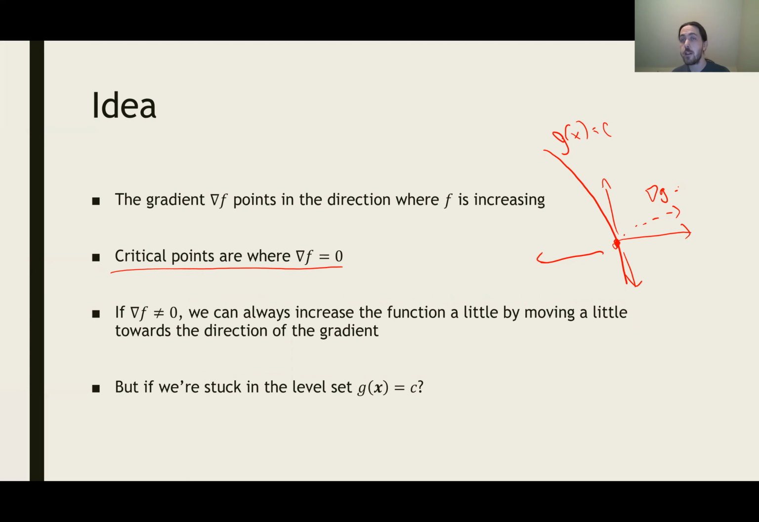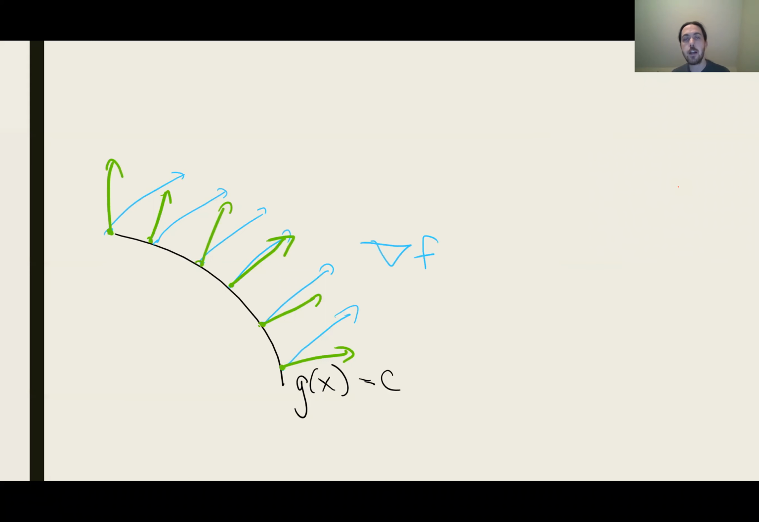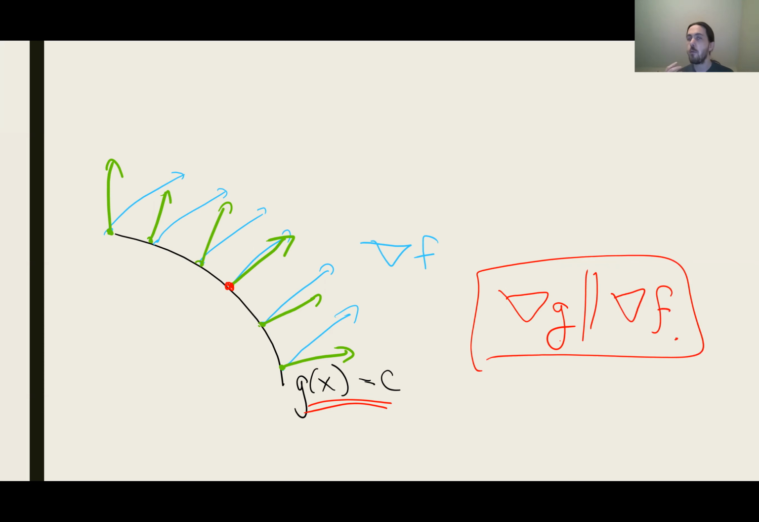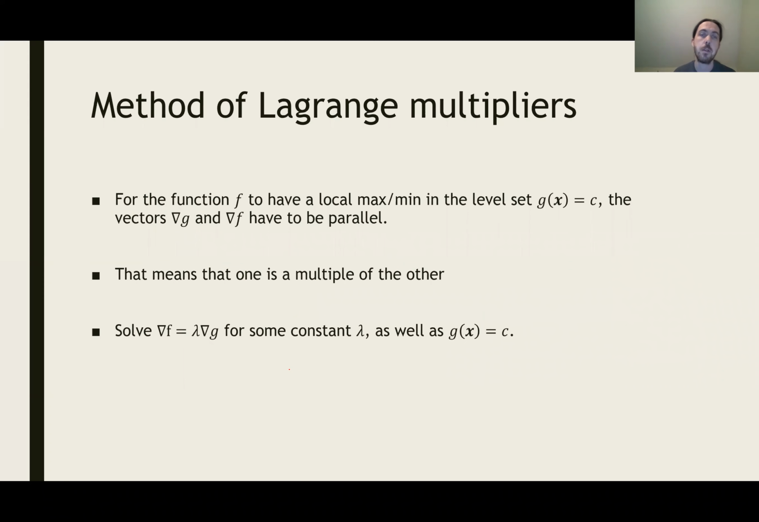And so the setup is, if we're stuck, then the maximum or minimum of the function on this level set always occurs at a place where we have to move perpendicular to the gradient vector. And that's the same as saying that the gradient of g is parallel to the gradient of f. That's when we have local maxima and local minima on this level set. And using that method of finding when those two vectors are parallel is the method of Lagrange multipliers.